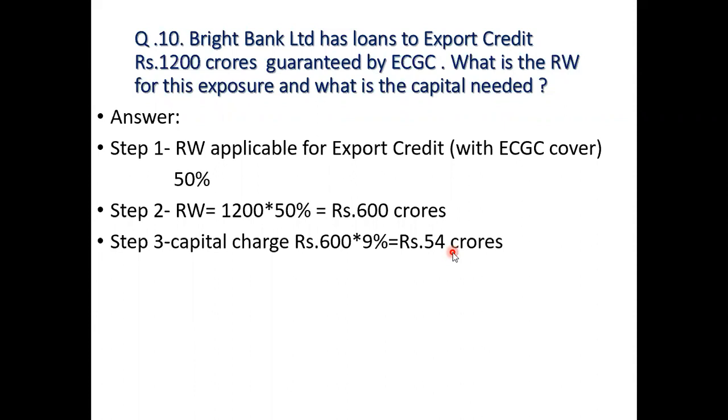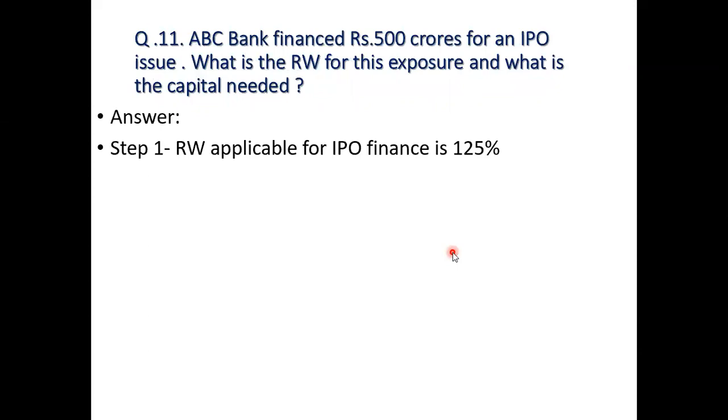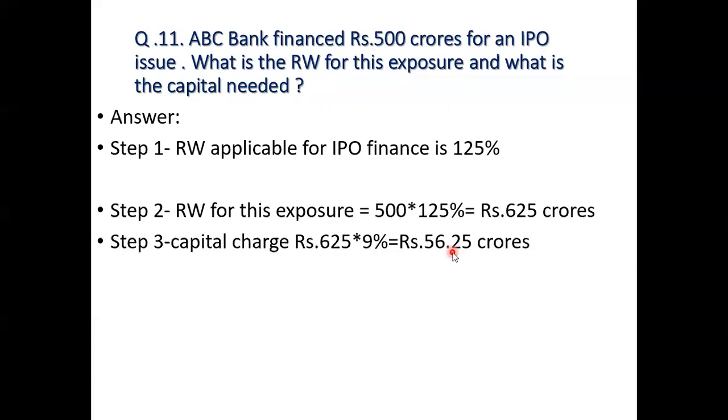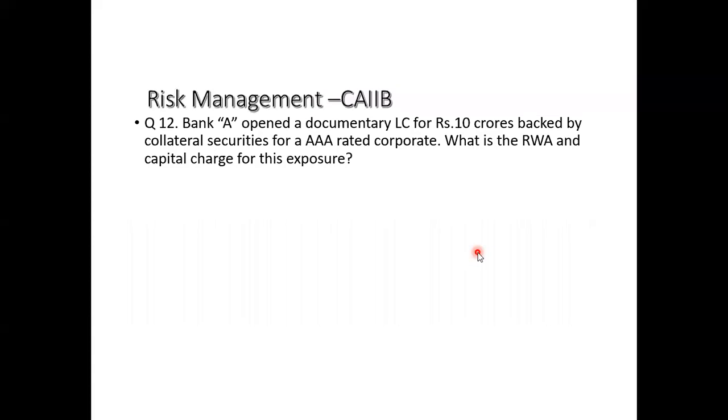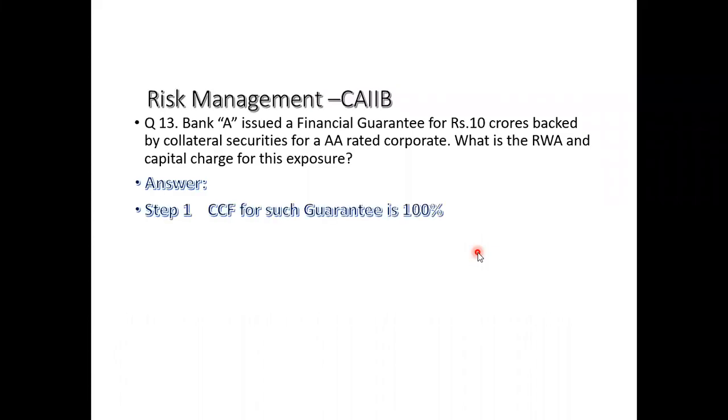Okay? 11th one. ABC Bank financed 500 crores in IPO. What is the RW? So IPO means you should know the theory, 125% risk. So 500 into 125, here 625 credit exposure risk weighted, so 9%, 56.25. Yes, answer. And next question, different question. This already we have discussed, so I am skipping. Some questions sometimes will be repeated.